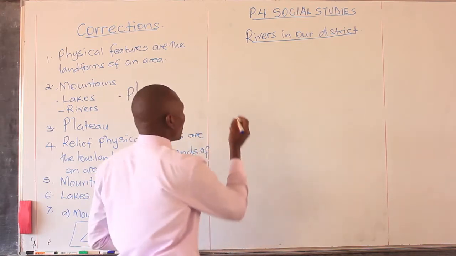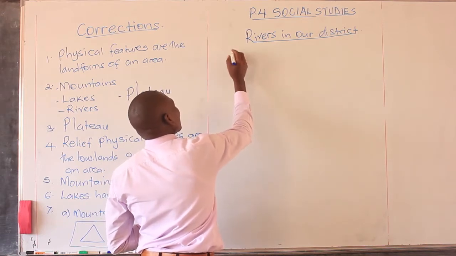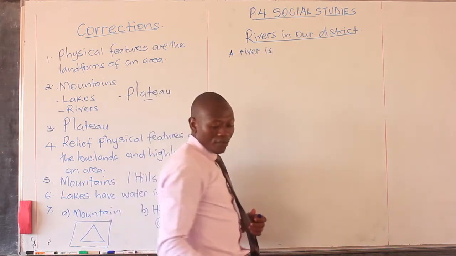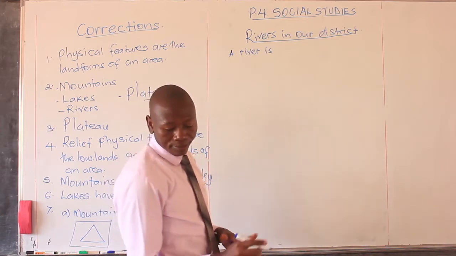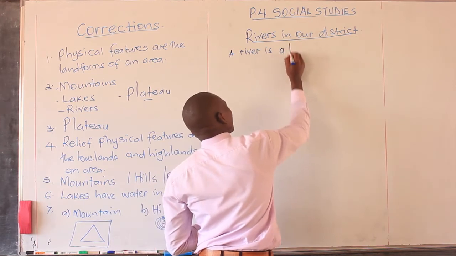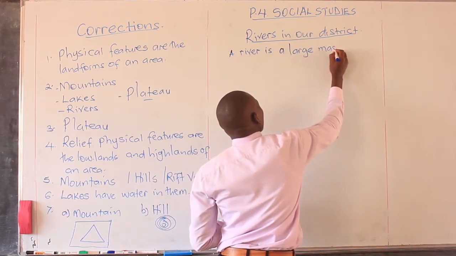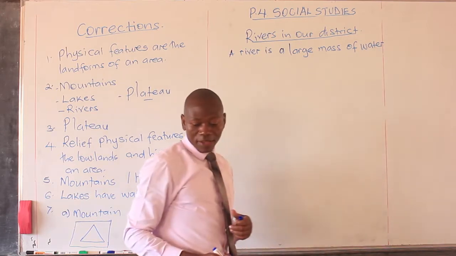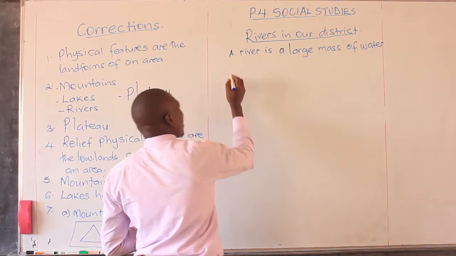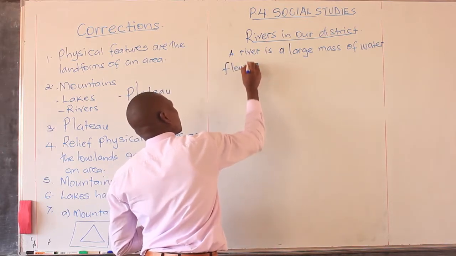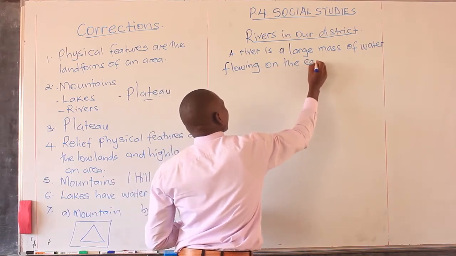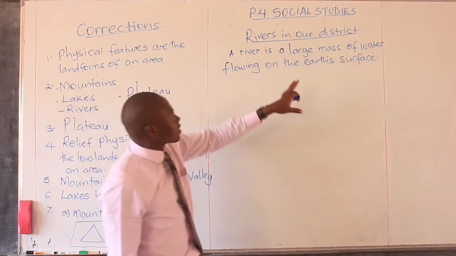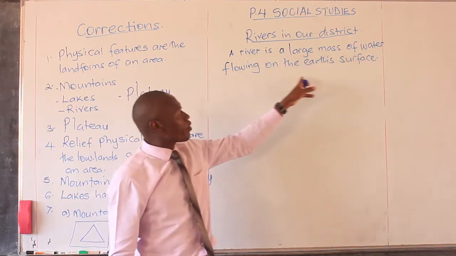So let's have a meaning of the term river. What's a river? A river is a large mass of water flowing on the earth's surface.